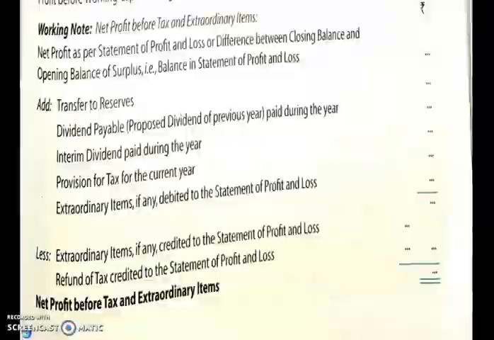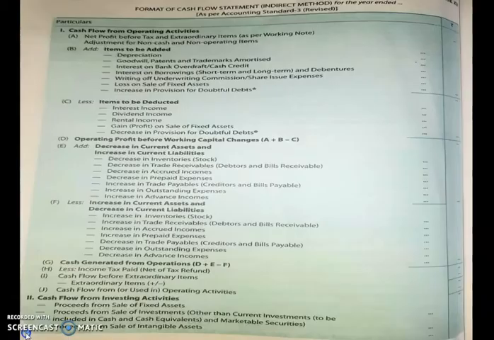Okay, now move to our actual working. So you got a part of your operating activity, that is net profit before tax and extraordinary item. From that working note you got the answer that you will write over here. Now there are some items to be added and subtracted in operating activity, and they are the non-cash items. The added items are non-cash expenses.